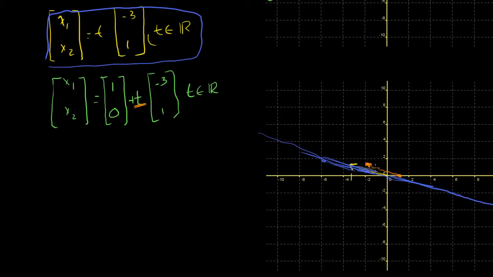So we're going to end up with another line with the same slope, essentially, that's just shifted a little bit. It shifted 1 to the right.